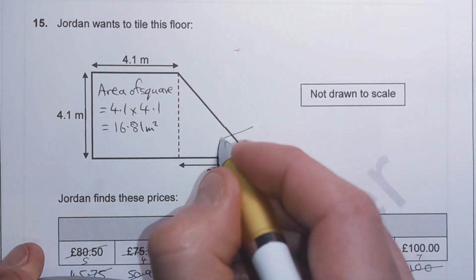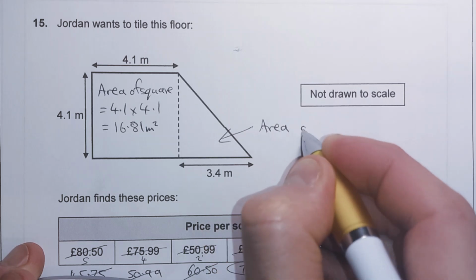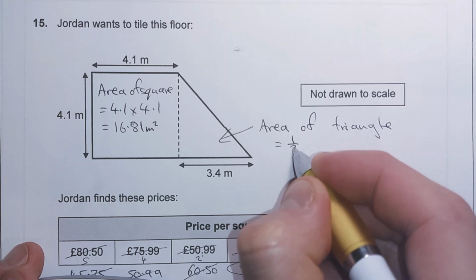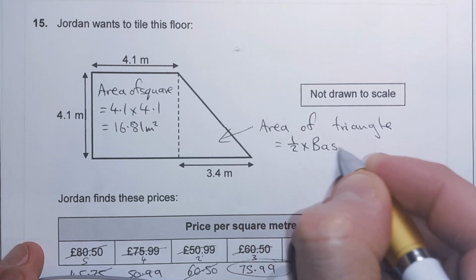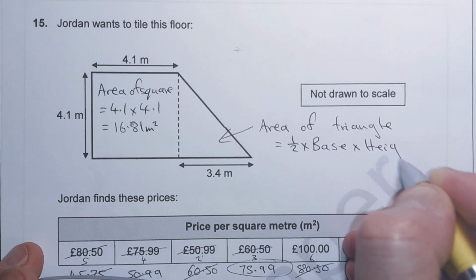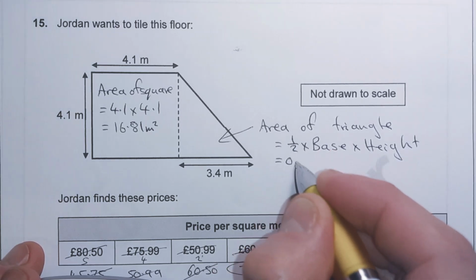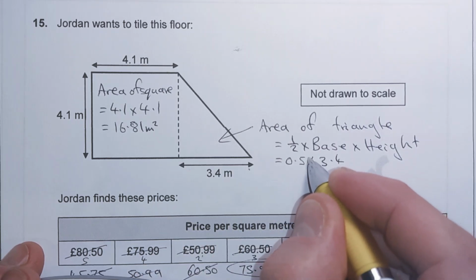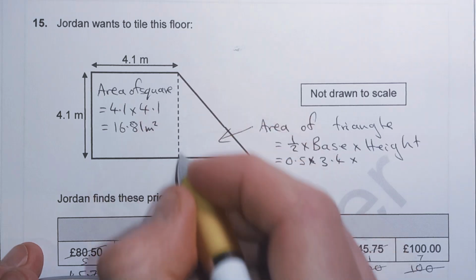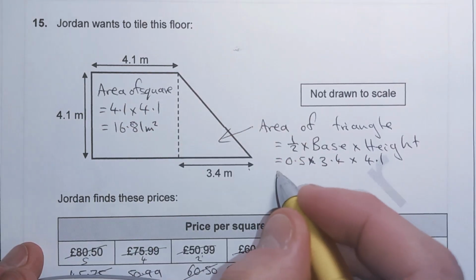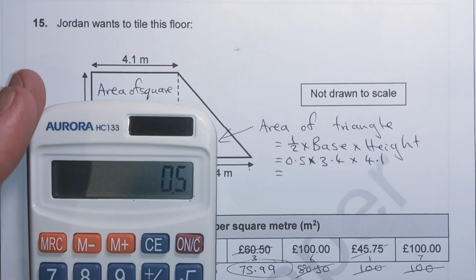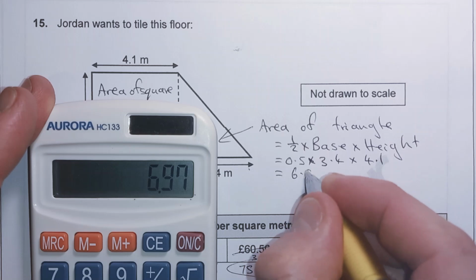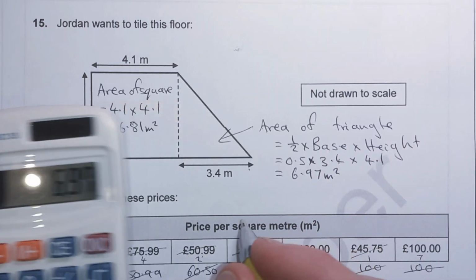And then we want the area of a triangle. This isn't quite as straightforward. We want a half times the base times the height. Well, a half, we can think of it as 0.5. The base is 3.4. And the height here is 4.1. So 0.5 times 3.4 times 4.1 gives 6.97 metres squared.